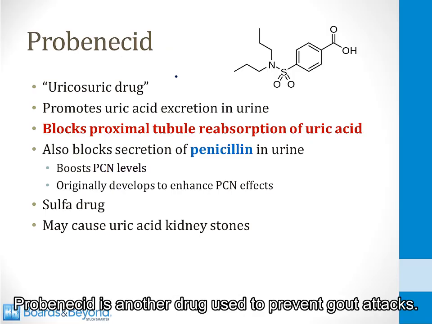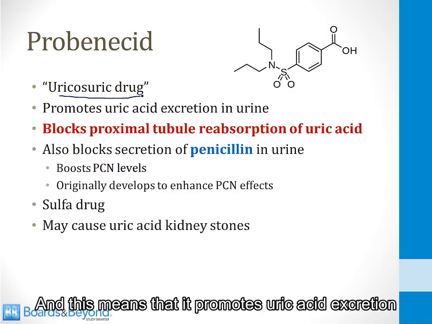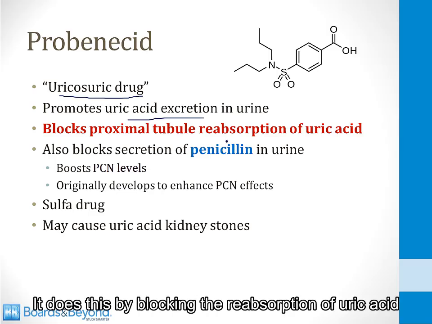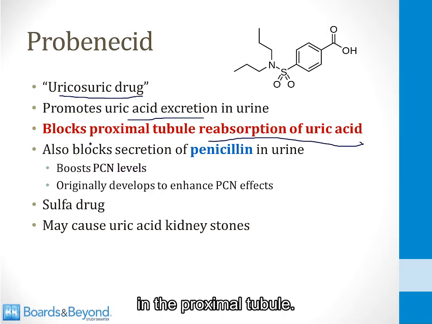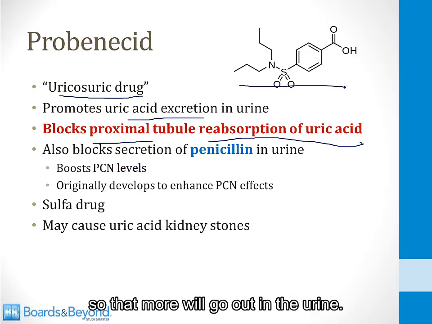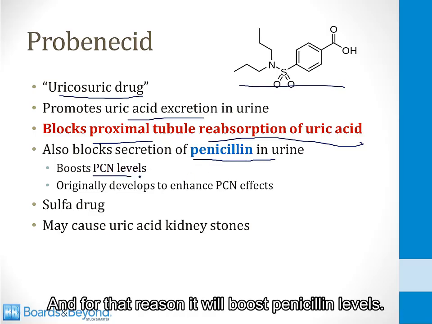Probenecid is another drug used to prevent gout attacks. It's called a uricosuric drug, and this means that it promotes uric acid excretion in the urine. It does this by blocking the reabsorption of uric acid in the proximal tubule. This is its structure here, and it blocks the reabsorption of uric acid so that more will go out in the urine. A side note here, it also blocks the secretion of penicillin into the urine, and for that reason, it will boost penicillin levels.